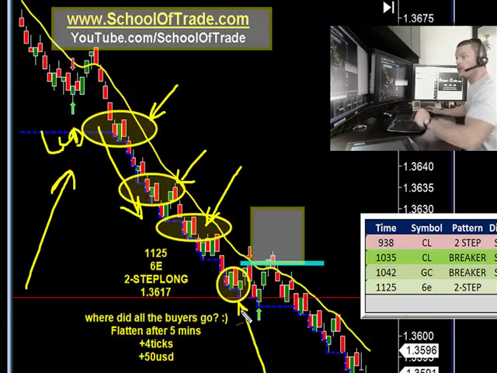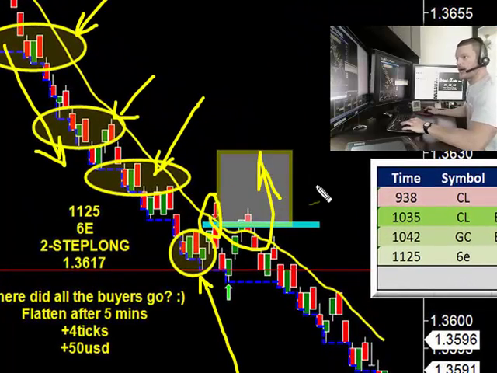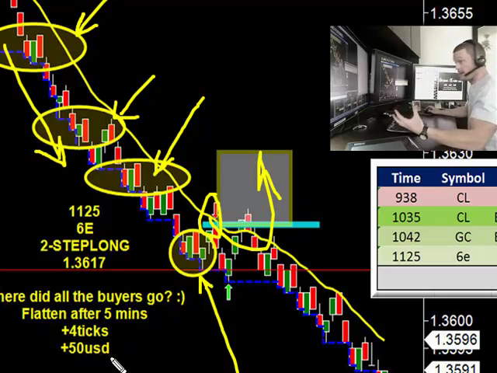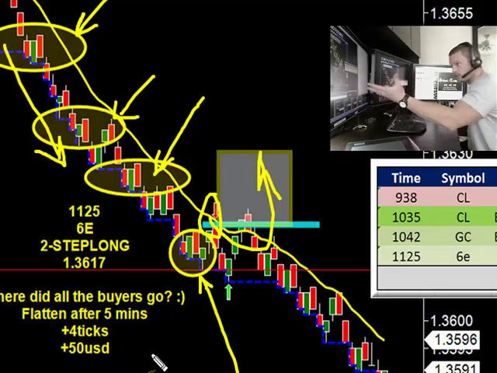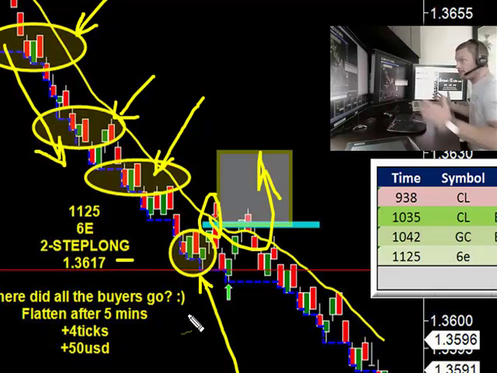That's why we look for the two-step pattern long. So we mark up our swing high, we break above that swing high, and of course, there's your two-step pattern long. Again, we would have liked to have gotten into the lows here, but we simply didn't see anything really work out. When we got into that two-step pattern long, though, 36.17 was the fill. None of the buyers were there anymore. They all left the building.